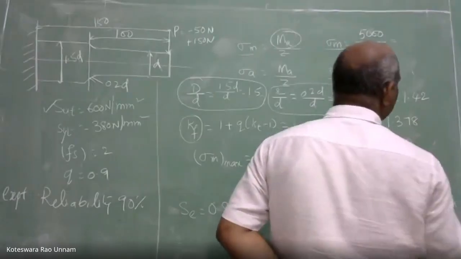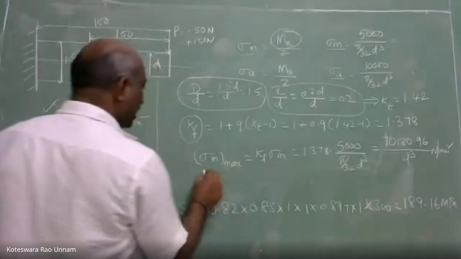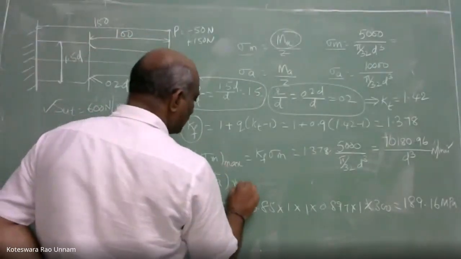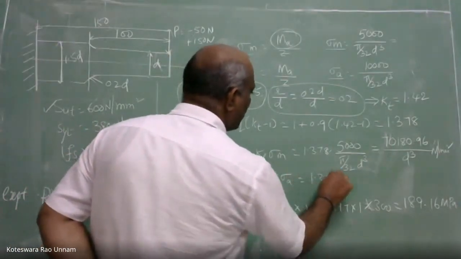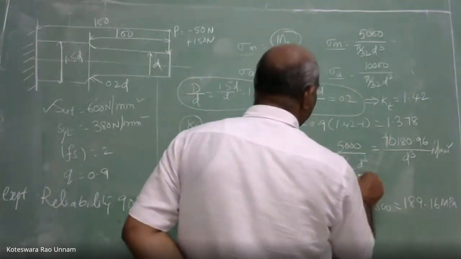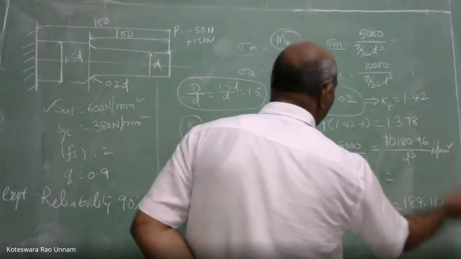70,180.96 divided by d cube, Newton per mm square. Similarly, you compute what is sigma A max. Sigma A max is nothing but Kf into sigma A, which is 1.378 into 10,000 divided by 5 by 32 d cube. Compute this also.